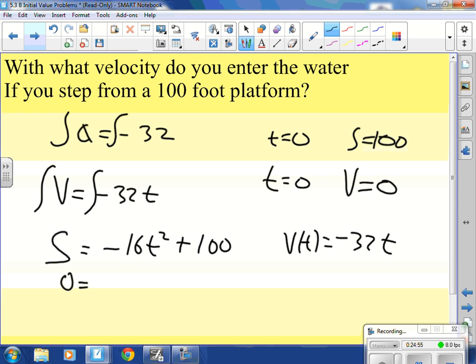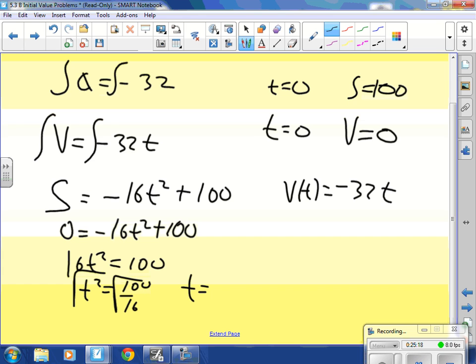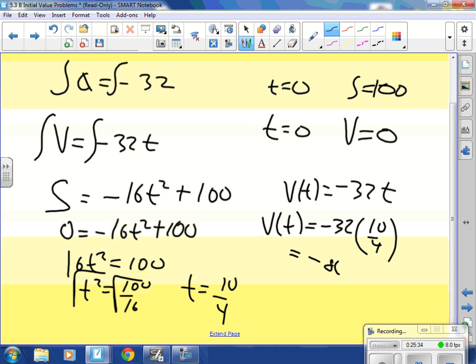So if 0 is negative 16t squared plus 100, 16t squared is 100. T squared is 100 over 16. Of course, there should be a plus minus in here, but I'm not going back in time. T turns out to be 10/4, 2.5 seconds. So your velocity at this time is negative 32 times 10/4, or negative 80, and that would be feet per second. Keeping in mind that 88 feet per second is 60 miles an hour.